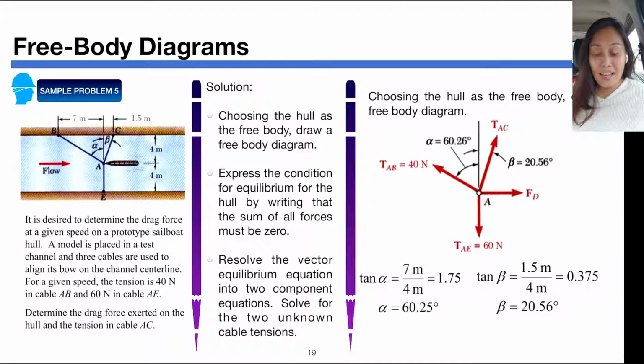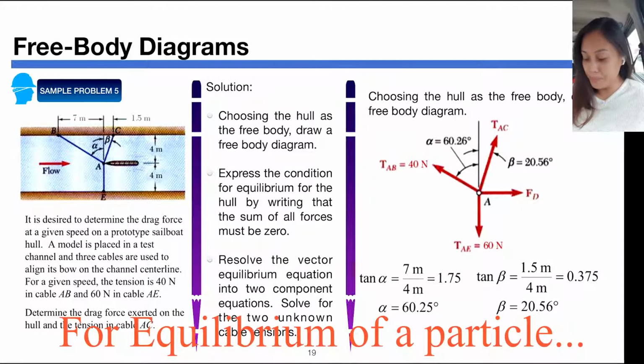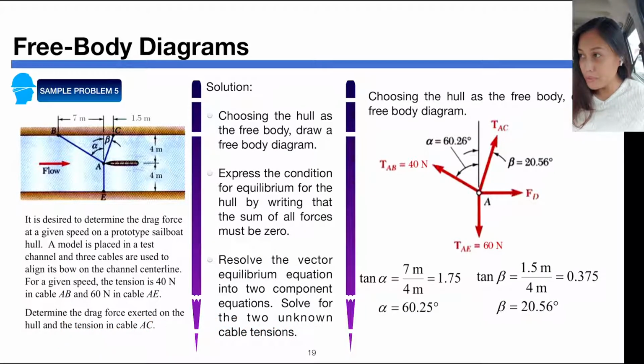This is the second example for free body diagram. The problem states that it is desired to determine the drag force at a given speed on a prototype sailboat. So, kanina siya sailboat.